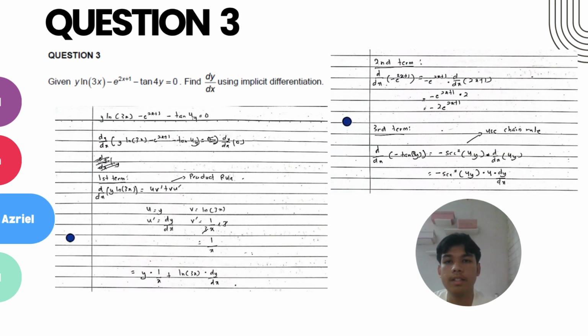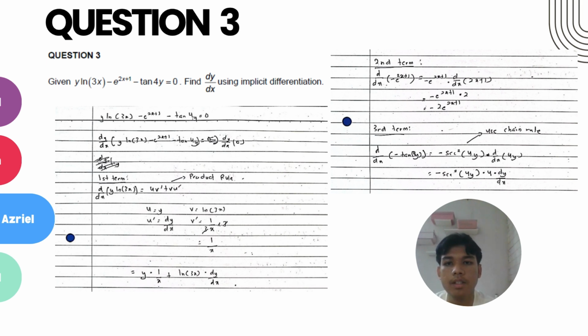My name is Ahmad Azri Rizak, and I'm going to answer question 3, which involves using implicit differentiation. So without further ado, let us start. The equation given to us is y ln 3x minus e to the power of 2x plus 1 minus tan 4y equal to 0. For the first step, we differentiate the whole equation, so we can rewrite it as d over dx of (y ln 3x minus e to the power of 2x plus 1 minus tan 4y) equals 0.